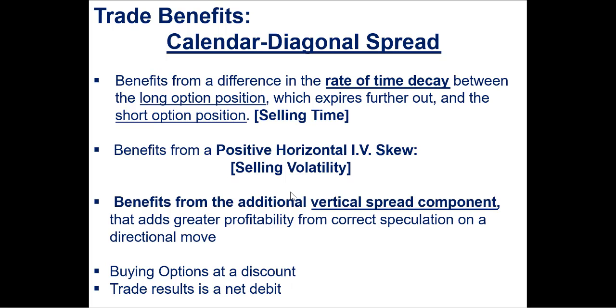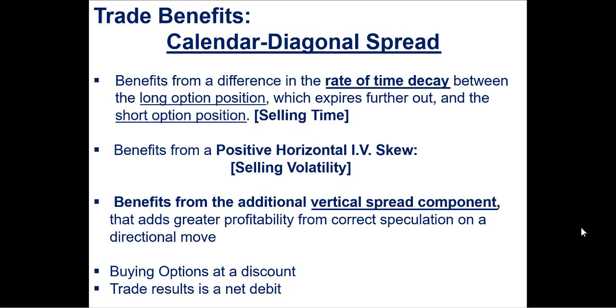So those are two great advantages, but the other benefit is that it has a vertical spread component, which adds greater probability of profitability if you're correct in your speculation as far as the directional move up or down. It's sometimes referred to as a poor man's covered call. Instead of buying the shares of a stock and then selling calls against it, we're going to buy the options further out in time and then sell options against that closer in.